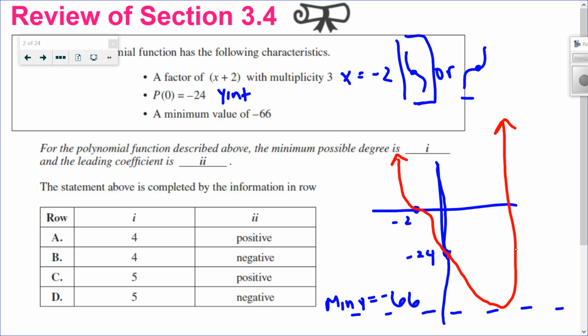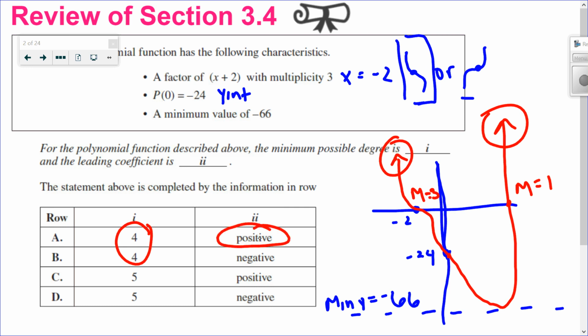If you look at this sketch here, this one has a multiplicity of 3, and since I'm just passing through, that one has a multiplicity of 1, and 3 plus 1 is 4. So my degree is 4. Now looking at the way my end behavior goes, with a degree of 4, both my arms are pointing up, it's opening up, which means that I must have a positive leading coefficient. So the only row that makes sense is row A, where the degree is 4 and the leading coefficient is positive.